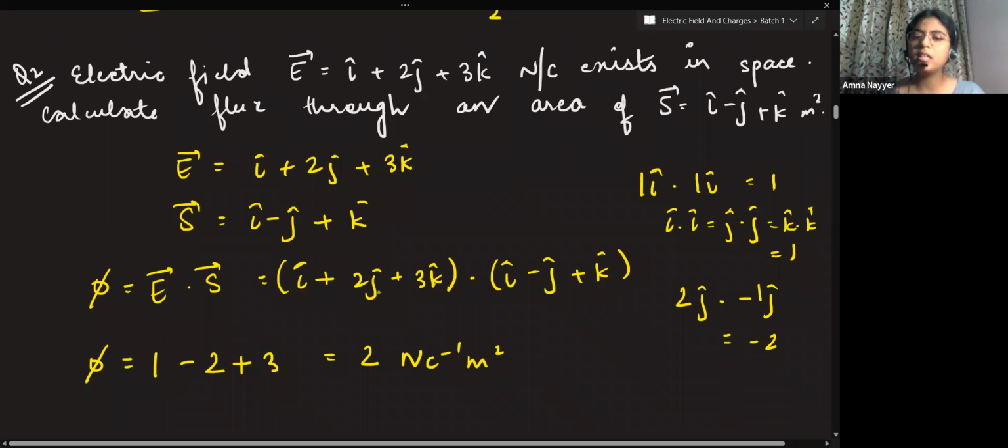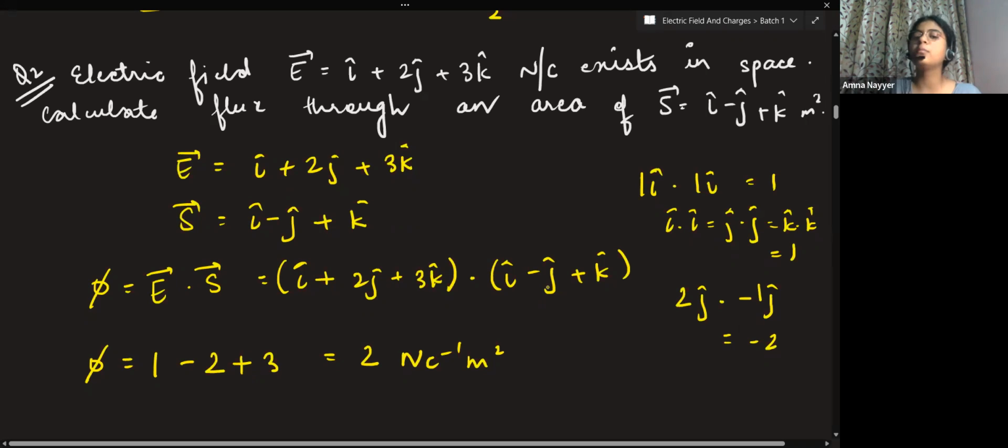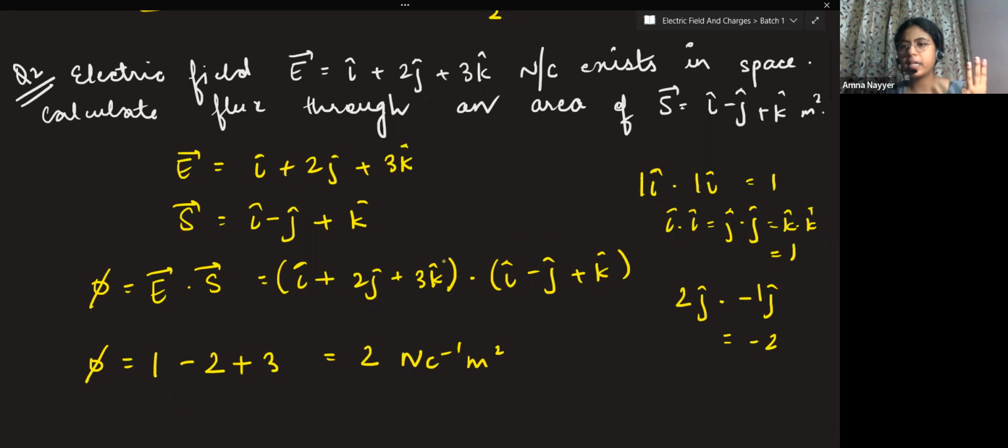Now coefficient of J cap from electric field multiplied with the coefficient of J cap from surface area. So coefficient of J cap from electric field is 2 and coefficient of J cap from surface area is -1. Multiply, 2 multiplied by -1 gives you what? -2. So that's why I've written -2. Then take the coefficient of K cap from electric field. So 3 is the coefficient of K cap from electric field.